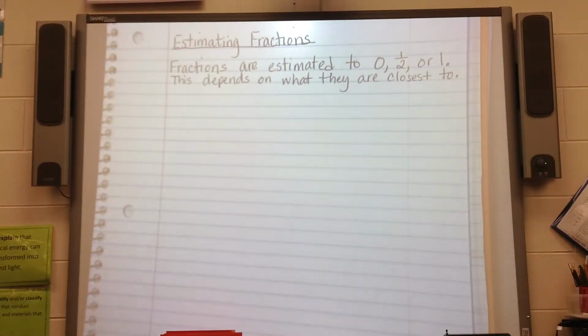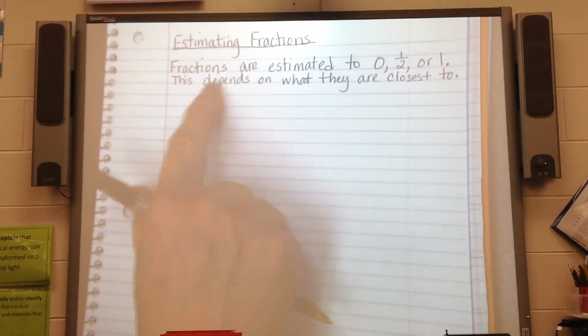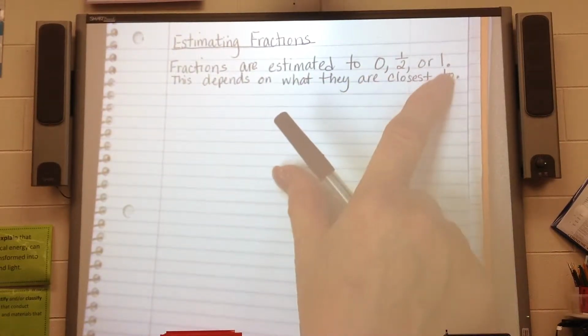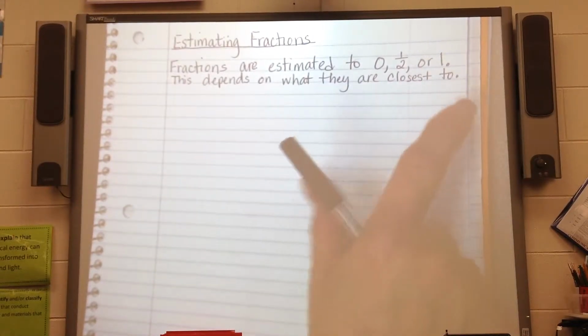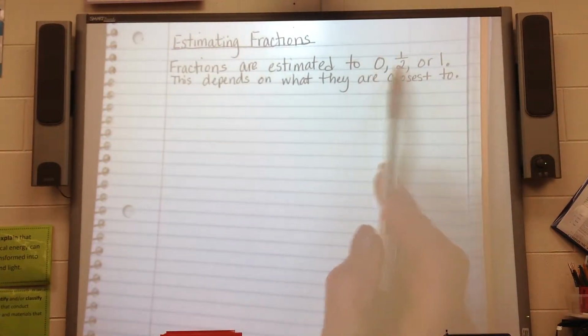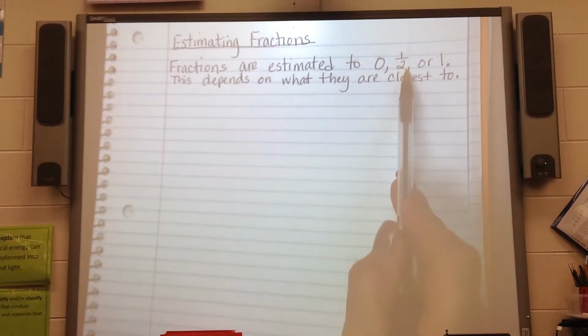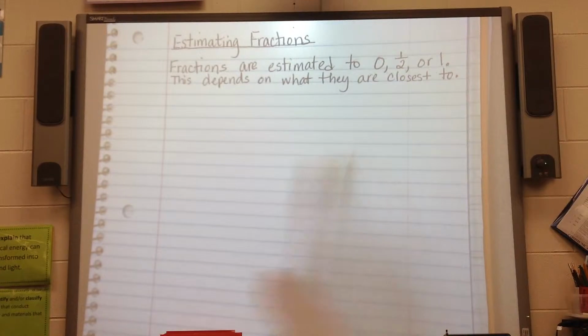So today we're going to be working on estimating fractions, and right away that tells us that fractions are estimated to be 0, 1/2, or 1, and it depends on what they're closest to. So these are called benchmark numbers. What that means is that when we look at fractions, we always round them or estimate them to be closest to one of these 3 numbers. That's it. We're never going to round or estimate a fraction to be 2/5 or 6/8.